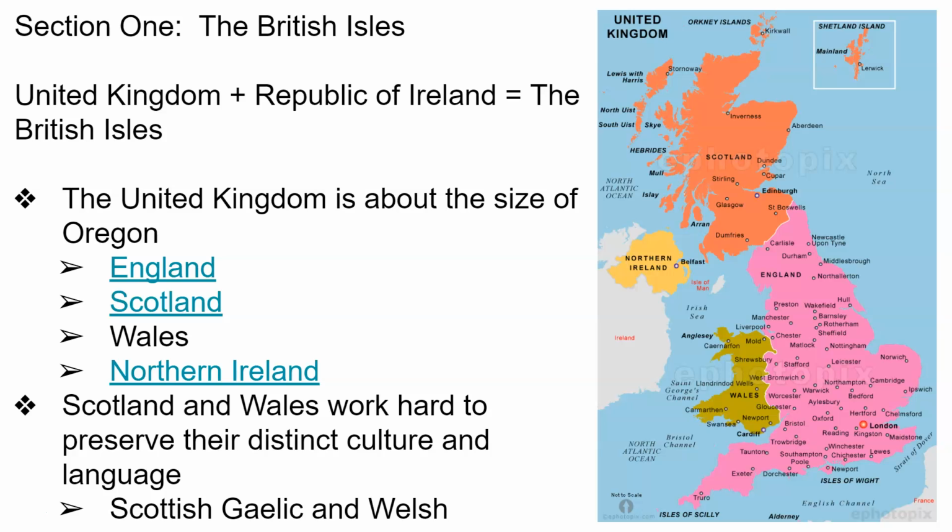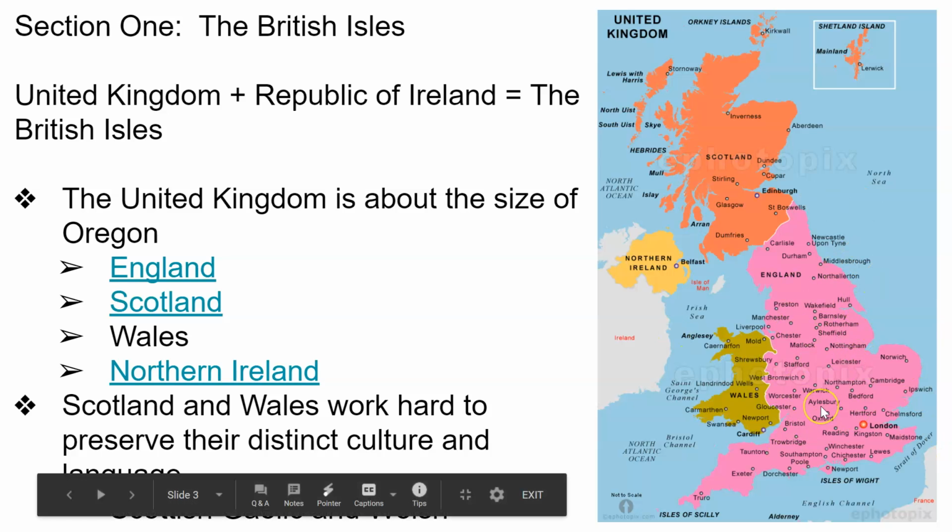So looking at the UK, again, four nations all working together as one collective government. For my US listeners, if you're looking for a comparison, it is roughly about the size of Oregon as far as total area. And the UK is made up again of four countries. First one, and this is the most populated, is England, featured pink here on the map.